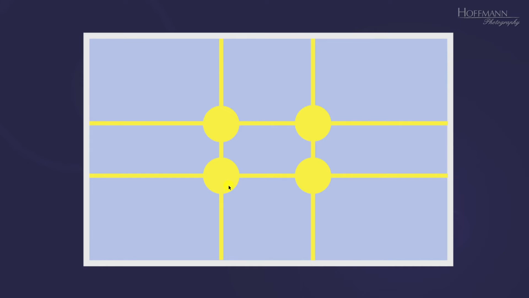Let's just compare the rule of thirds and the golden rule, and that's how it turns out. The power points of the golden rule are a bit closer to the center than the power points of the rule of thirds. And that's all the difference there is. So much for the theory. But what about real-world applications?